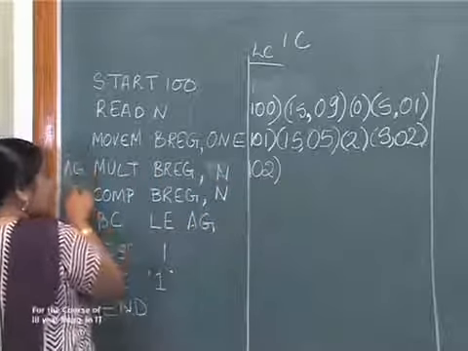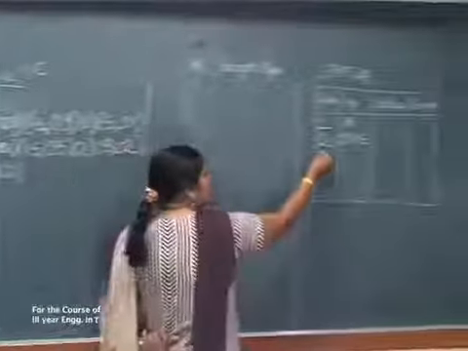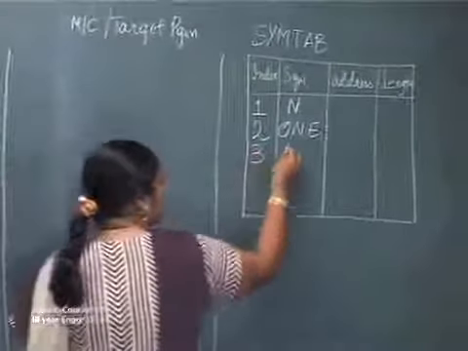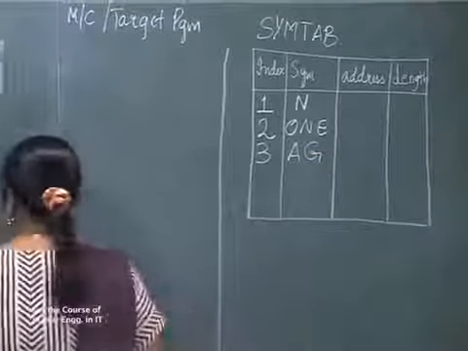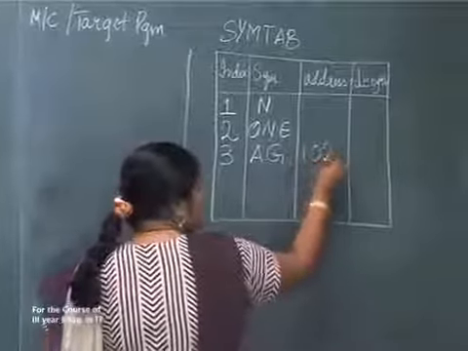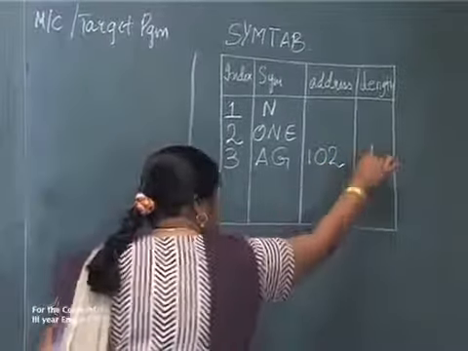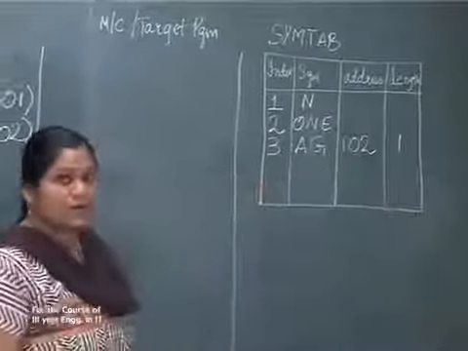When it comes to processing this statement, it encounters a label. When it encounters a label, it has to enter that label into the symbol table. So at 3, it is encountering AGAIN, and since it is a label, we have to associate the location counter value, which happens to be 102, and the length of this AGAIN happens to be 1.